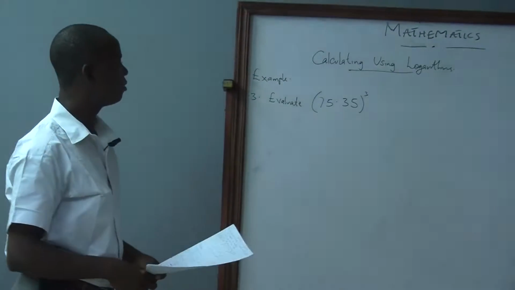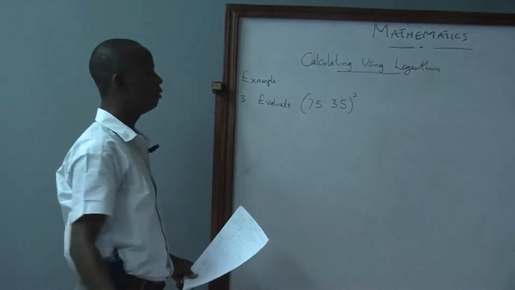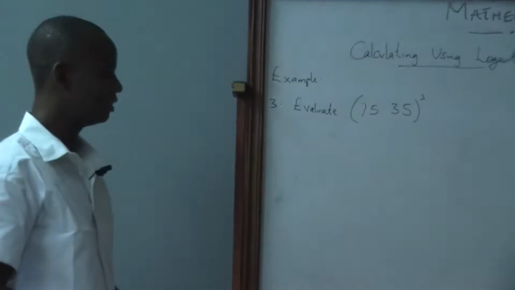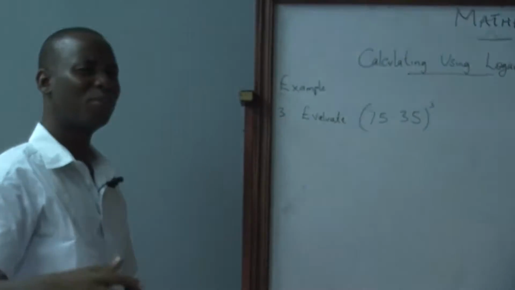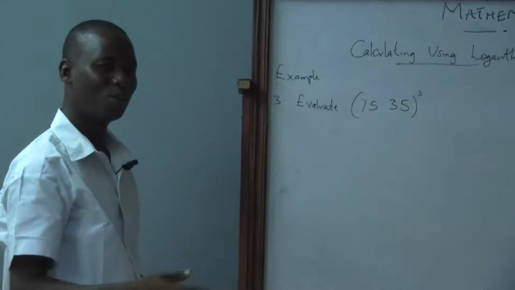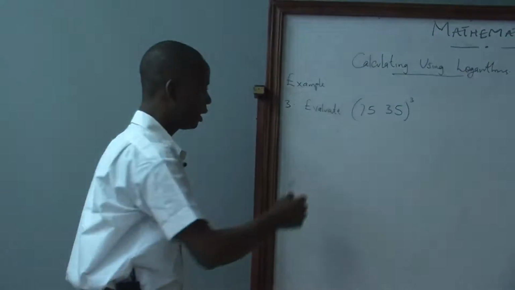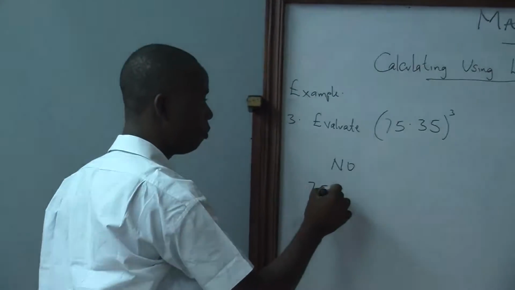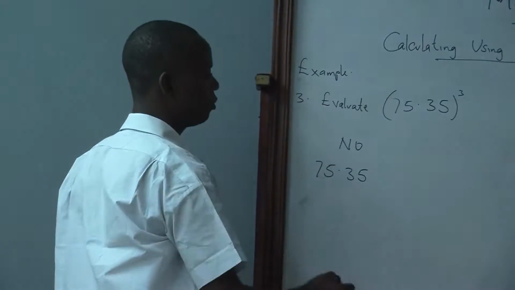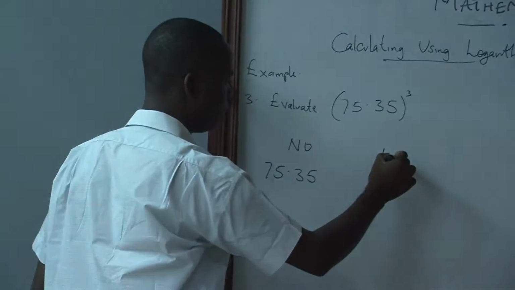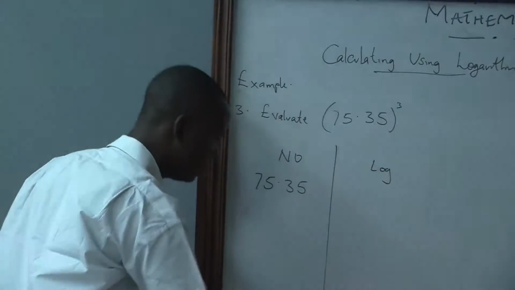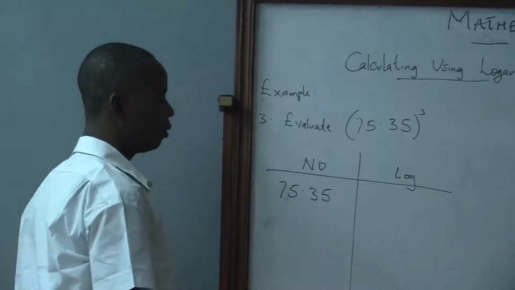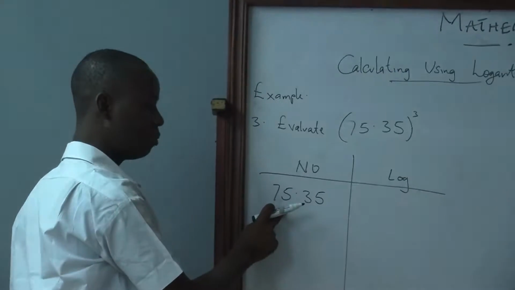Example number 3, we have this. We have to evaluate 75.35 raised to the power of 3. That might be very cumbersome if we need to be multiplying it one after the other. But easily we can come and say the number there is 75.35. Then we can come to log. What will be the log of 75.35?